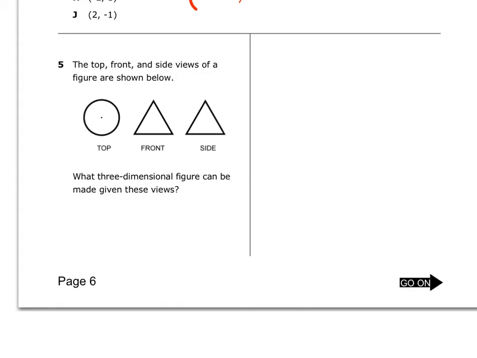Alright, number 5. We have the top, front, and side views shown below. What three-dimensional figure can be made with these views? Well, what object in this room does that kind of look like? We used it as an example several times. Lava lamp looks a little bit different, but there's something that we use several times that looks very similar.